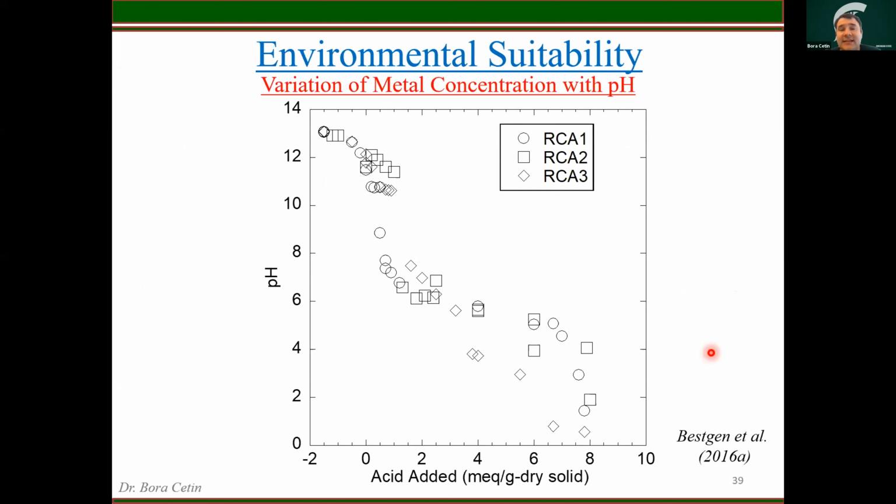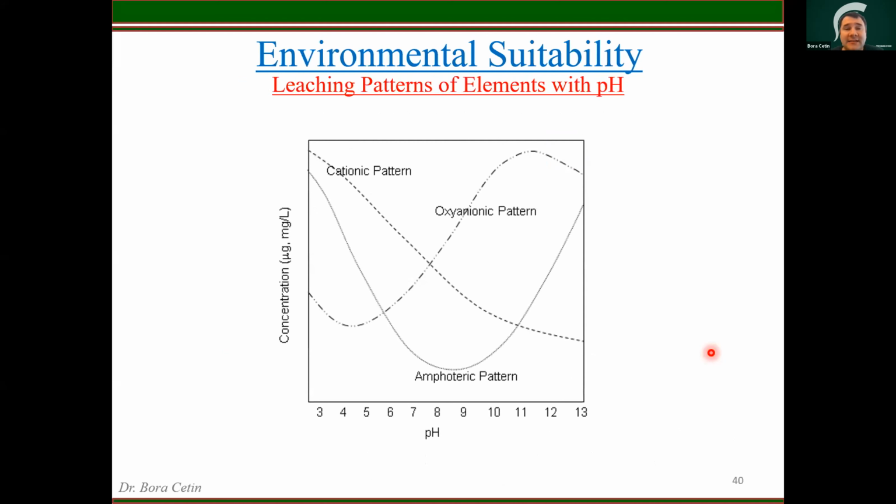To do that, we need to determine how much acid needs to be added to each RCA to adjust its pH to a certain level. Then we run the pH-dependent leaching tests on RCAs and look at what type of leaching pattern we would see. Do we see a cationic leaching pattern, where the metals leach the highest at acidic conditions and have a consistent decrease with an increase in pH, or do we see an oxyanionic pattern, where we see initial high leaching in the acidic condition, then in slightly acidic condition it starts decreasing, then in highly basic conditions it starts leaching more?